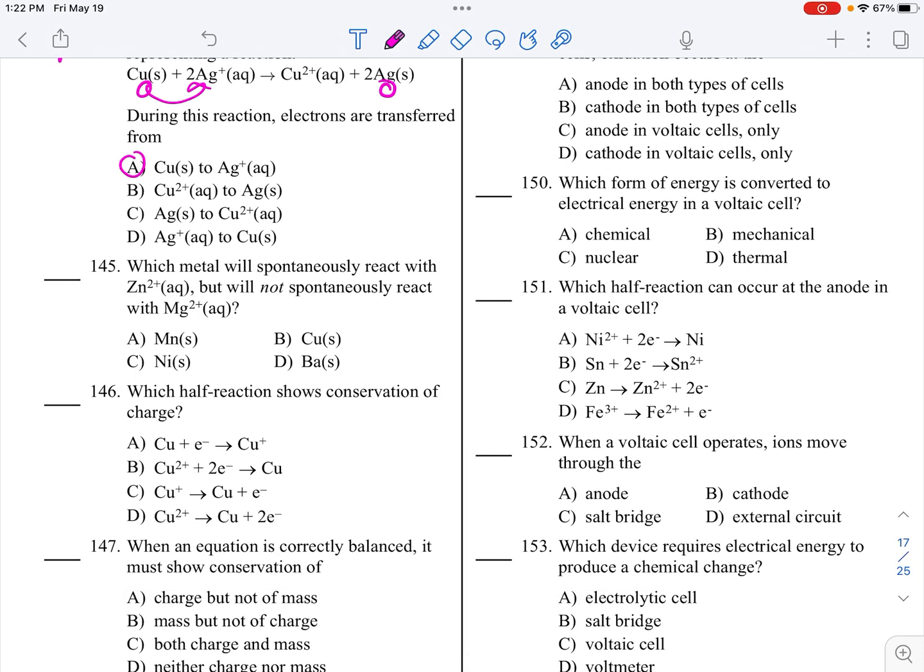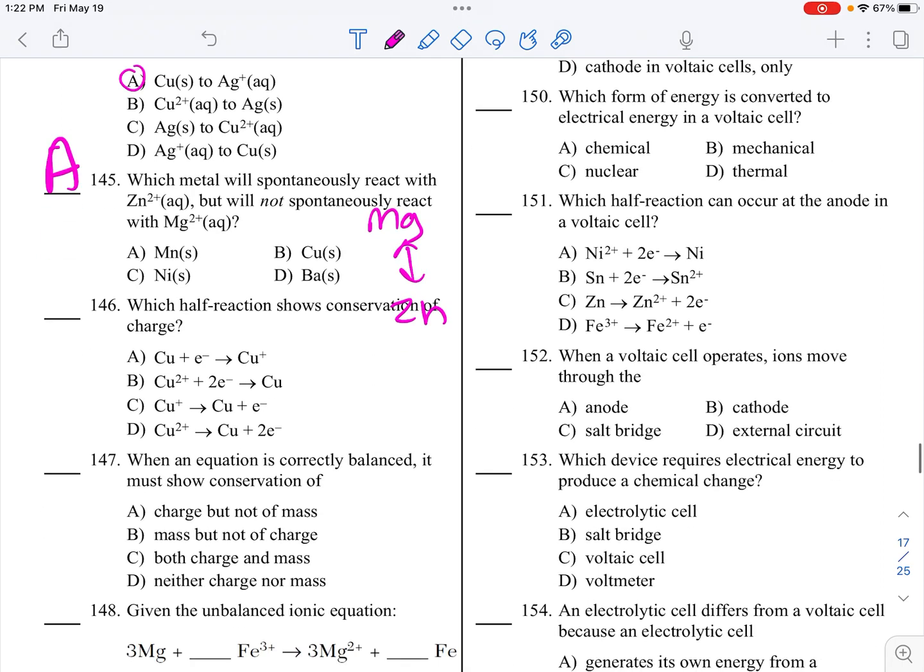Which will spontaneously react with zinc, but not with Mg? So this means it's somewhere between magnesium and zinc. Magnesium has to be on top because it won't react. So manganese is in between those. So that's probably it. Yeah. I don't need to go through the rest.